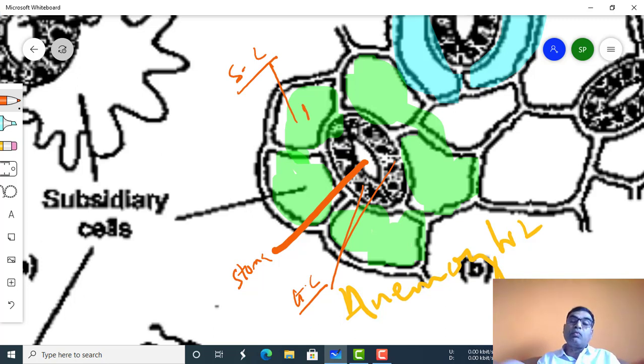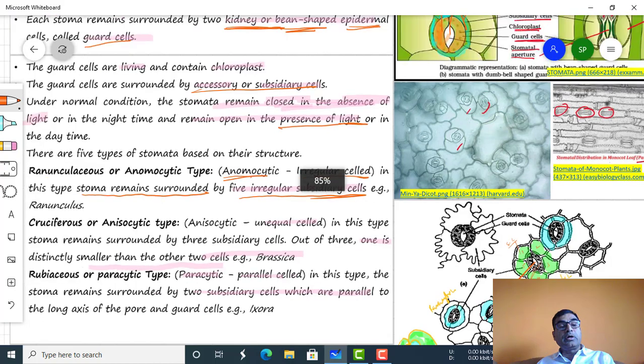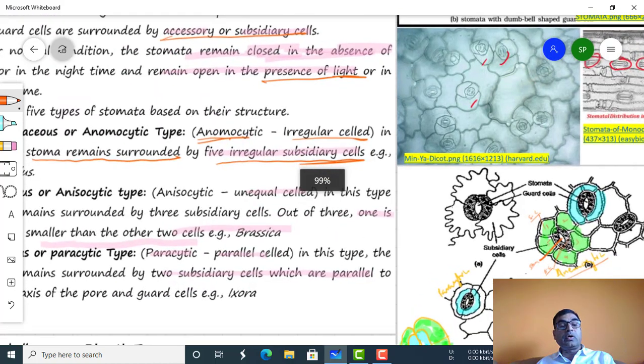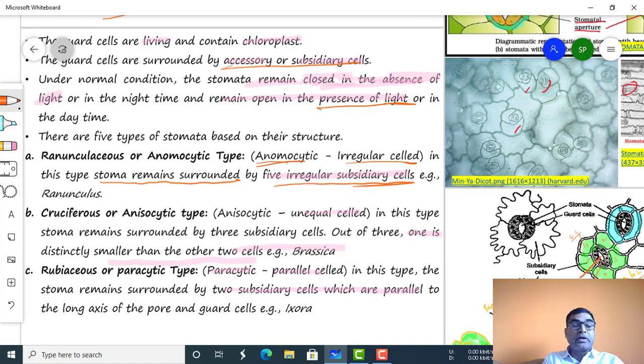If we count the number 1, 2, 3, 4 and 5, this becomes the anemocytic type of stomata. Let's see what is the anemocytic or ranunculaceous type of stomata. Here the stoma remains surrounded by 5 irregular subsidiary cells. Ranunculus is the example.